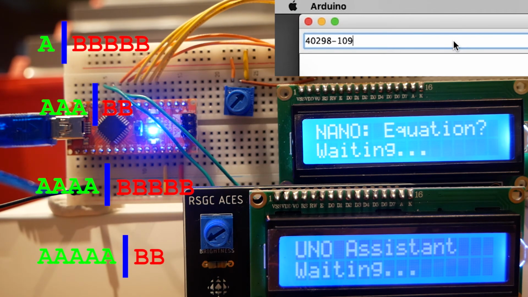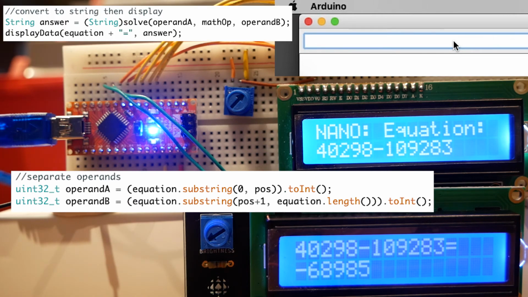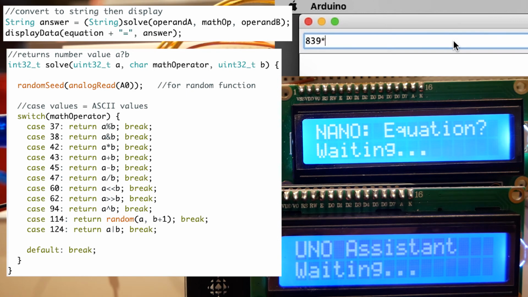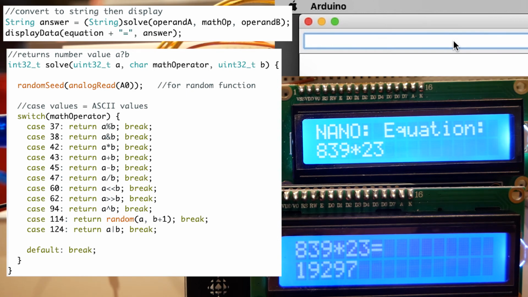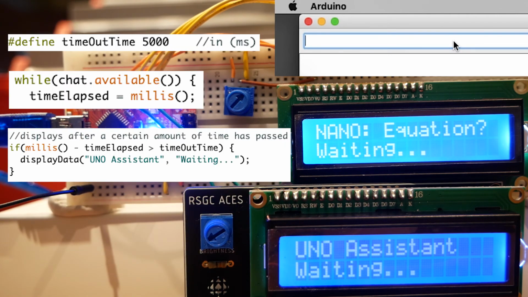After separation, the operands and operator are inputted through the solve function, which compares the operator ASCII value and returns the proper equation and answer that is then displayed in decimal on the UNO LCD screen. After 5 seconds of display, the UNO and Nano screens return to waiting for more input.